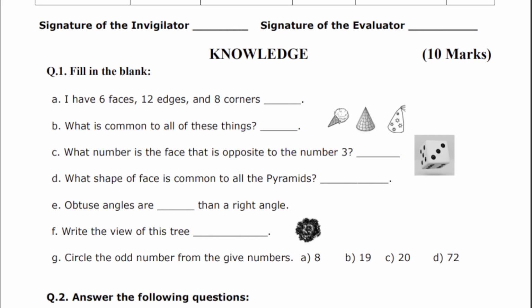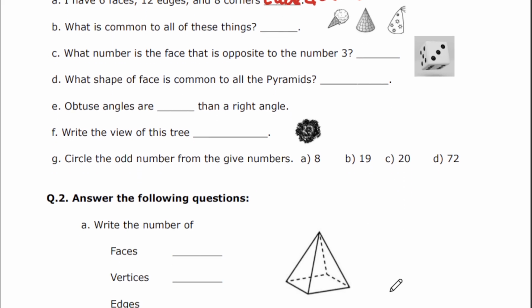So first one is fill in the blanks. I have 6 faces, 12 edges, and 8 corners. And you have to find out the shape. We already know it is the shape of a cube and cuboid. So cube and cuboid, and I will draw and show you.